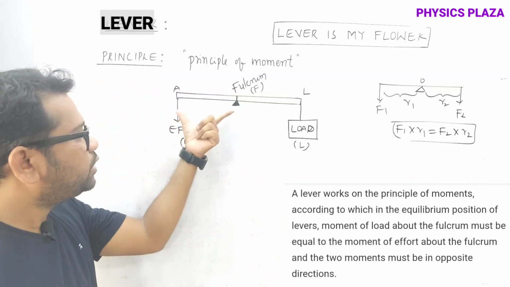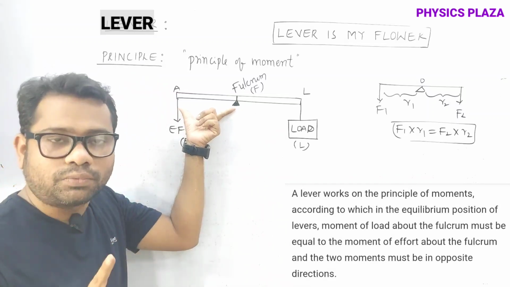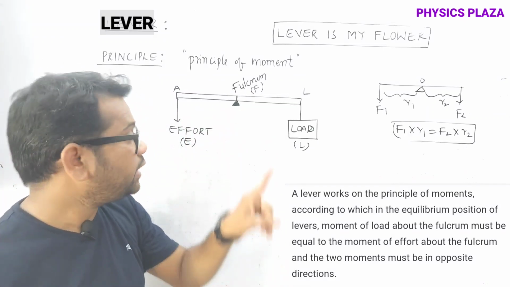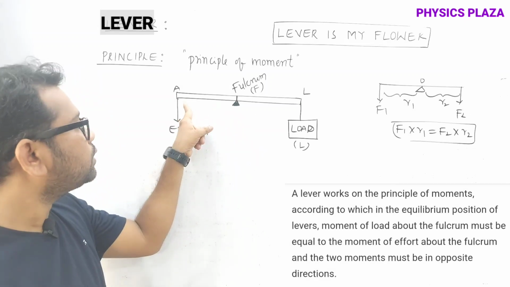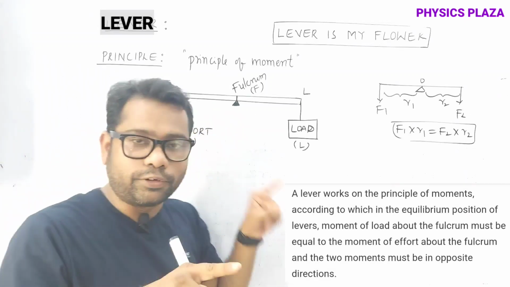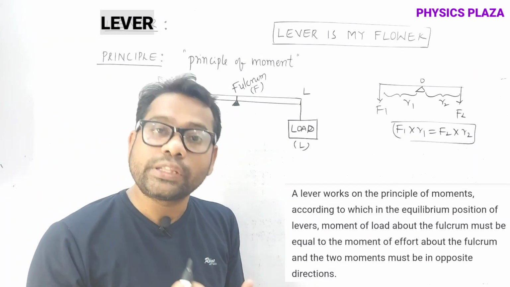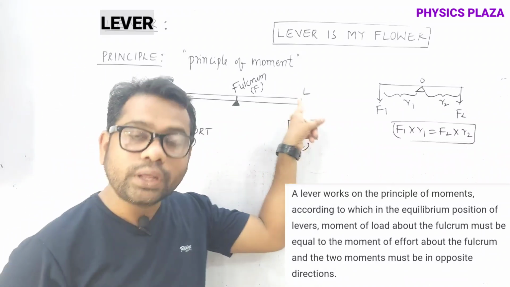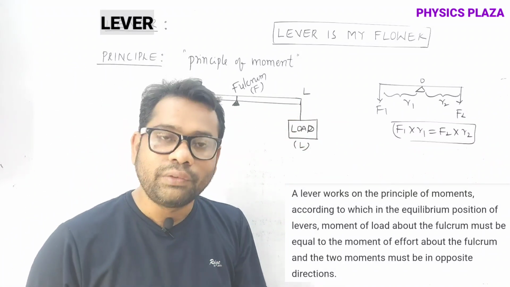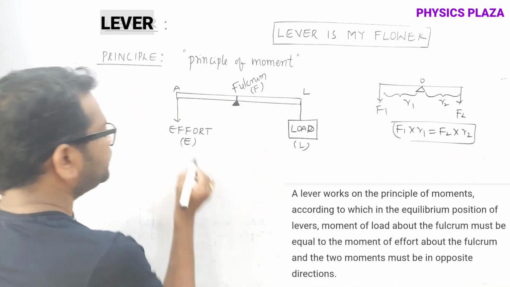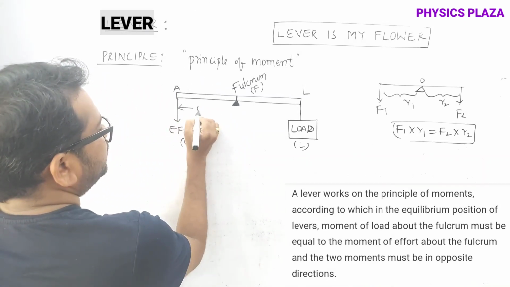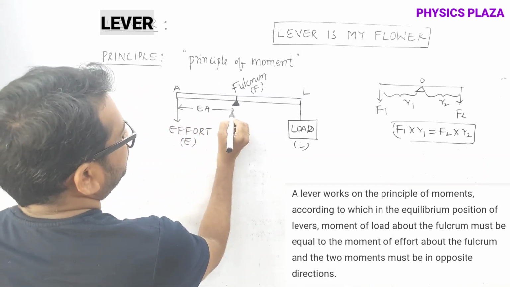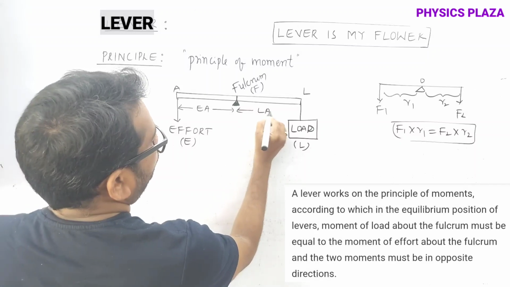Here to here we can call it the effort arm, which means the distance between the fulcrum and the point of application of effort is called the effort arm. Then what is the load arm? The distance between the fulcrum and the point of application of load is called the load arm. We can use symbols also. So this we can call the effort arm, and this is called the load arm.